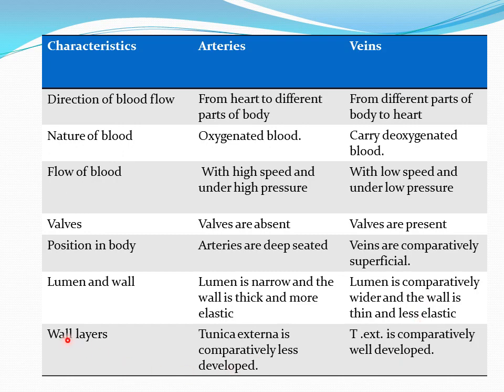Now let us come to the wall layers. We all know that it has 3 layers, whereas here in the arteries we can see that the elastic membranes and the tunica media are well developed, but the tunica externa is comparatively less developed, whereas in the veins the tunica externa is comparatively well developed. So this is all about the difference between the arteries and veins.